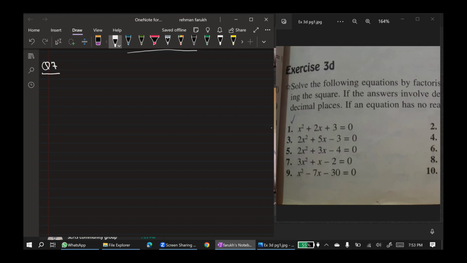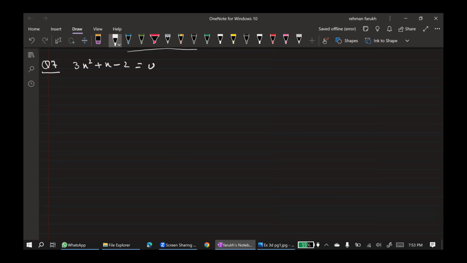Question number 7. The equation is 3x square plus x minus 2 is equal to 0. First of all, we will compare this one with the standard quadratic equation and find the values of a, b and c. Here a is equal to 3, b is equal to, what's the coefficient of x in this equation? 1. And c is equal to minus 2.